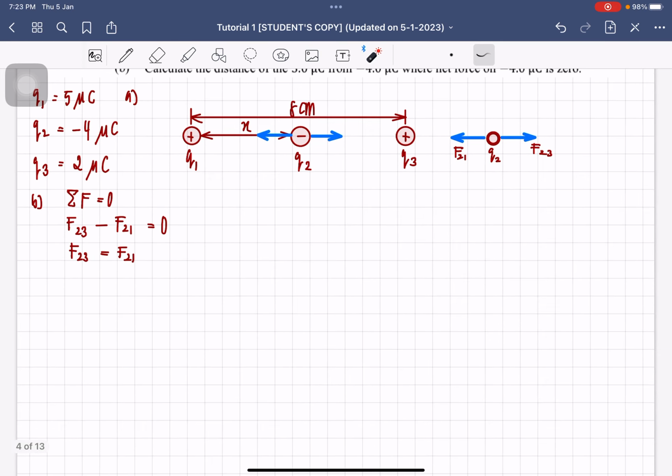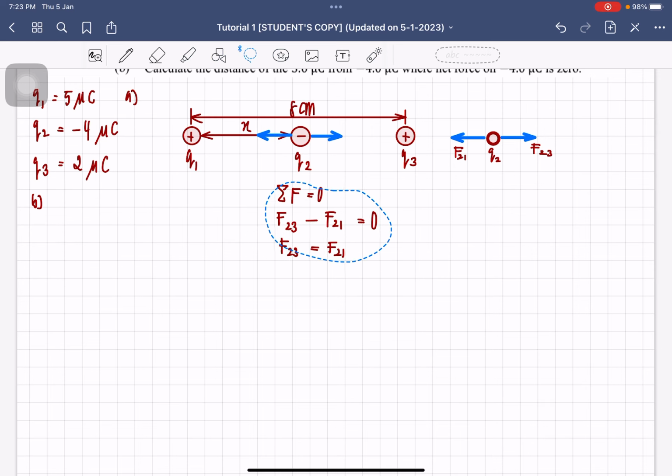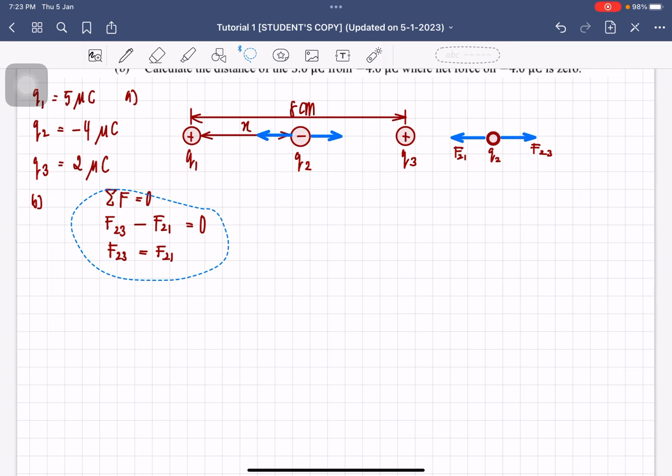Okay, so sekarang kita boleh expand the formula. So if we were to expand this, but let me just put this in the middle. Not really in the middle actually, sini je lah. So this is gonna be K Q2 Q3 over R23 square equal to K Q2 Q1 over R21 square.